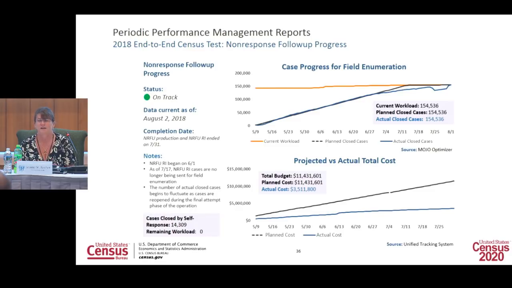We started out below budget and stayed well below budget for the entire operation, so that was good. I wanted to point out the lower left-hand corner. That little box shows the number of self-response returns that we got for the NRFU universe. So over 14,000 of our NRFU households responded via self-response during NRFU. So that's about 10% of that non-responding universe, and that was a great indicator that those notices of visit and those additional mailings that we did during NRFU, and just having the enumerators out there knocking on doors and interacting with the community, really did encourage households to respond on the ISR or the paper questionnaires, and that's a huge boost for our cost savings and reducing that NRFU workload.